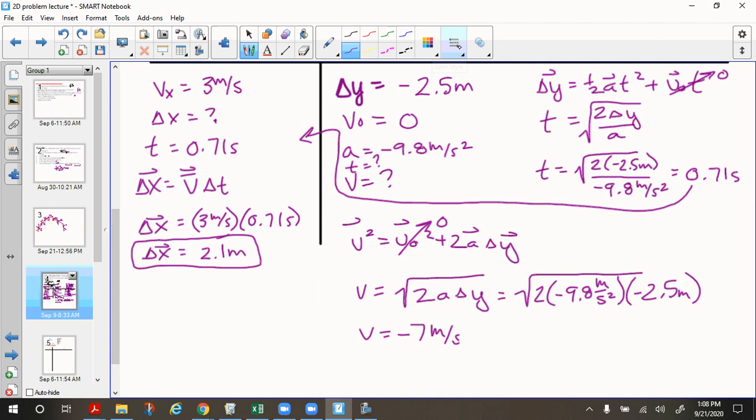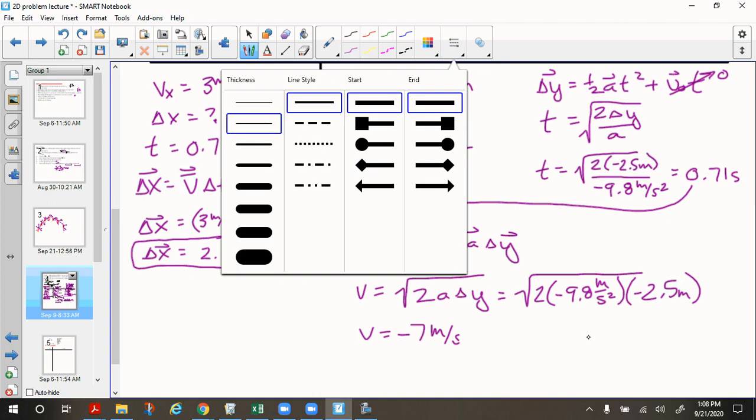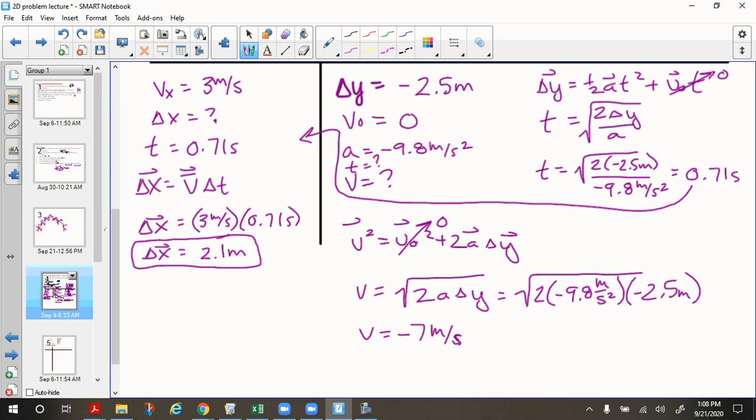Okay, so we have to be careful here because our equation is a square root, and so the answer could be positive or negative 7 meters per second. We have to make the decision on if it should be positive or negative. And since I chose up as positive, it needs to be negative 7 meters per second. And this is the final velocity in the y direction. So that's actually not my final answer, so I'm going to undo that little circle there.